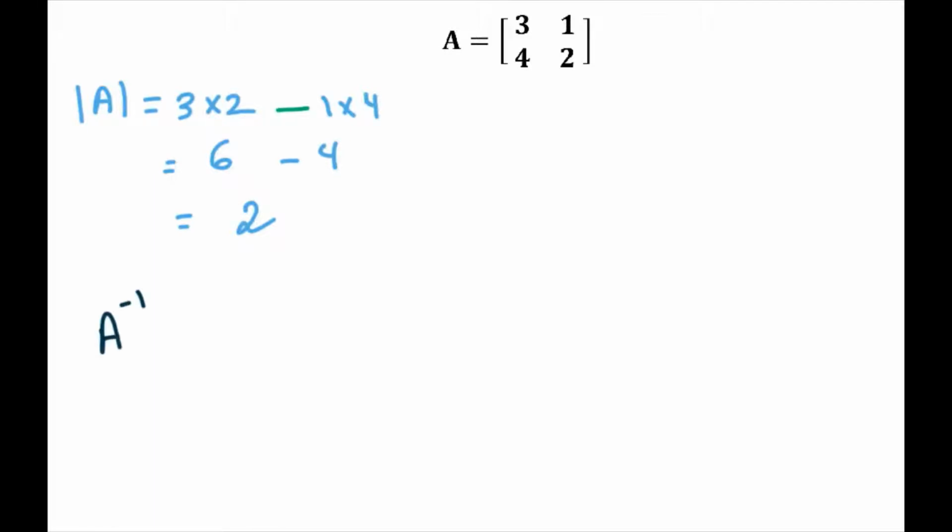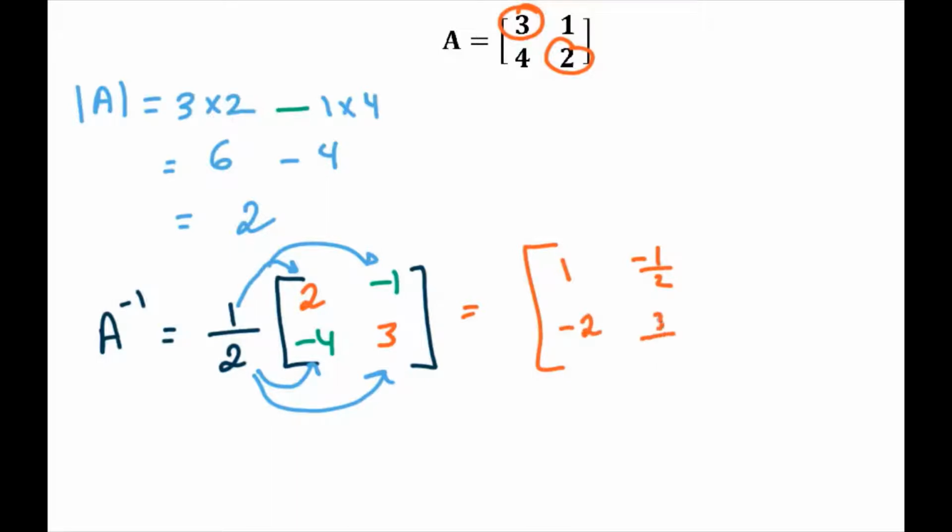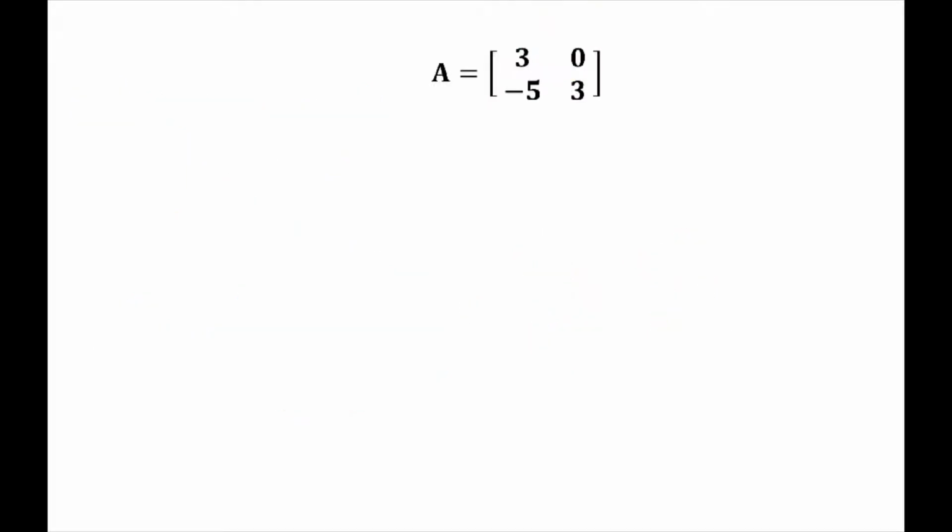Now what is A inverse? It's going to be 1 over the determinant multiplied by the new matrix. You switch between these two spots and only change the signs of 4 and 1. And then you multiply each element by this constant, which is 1 over the determinant. And that's going to be equal to 2 times 1/2 is 1, negative 1 times 1/2 is negative 1/2, negative 4 times 1/2 is negative 2, and 3 over 2. So that's my inverse.